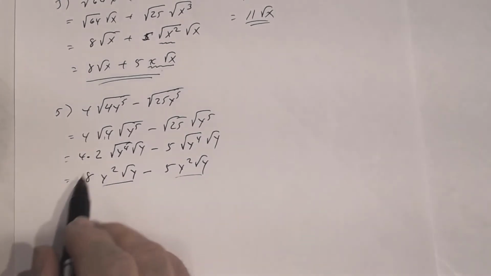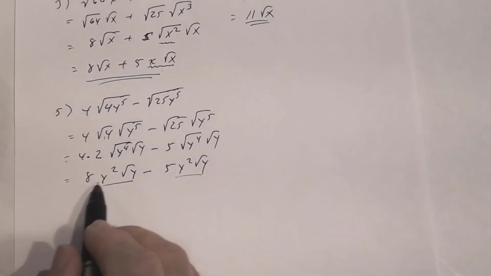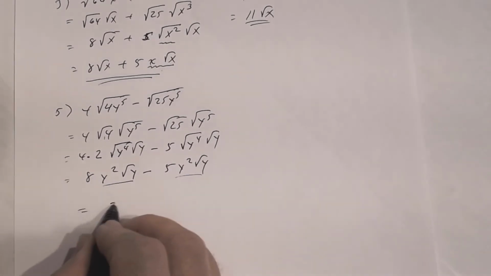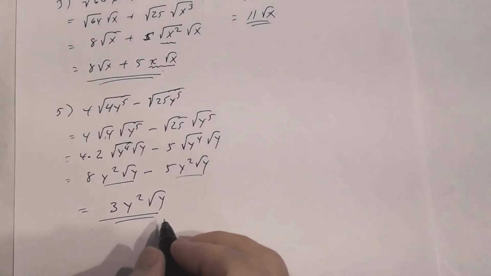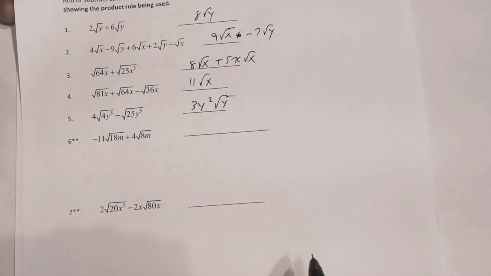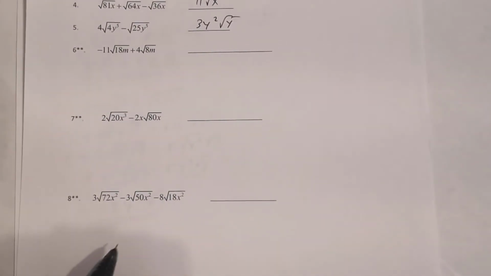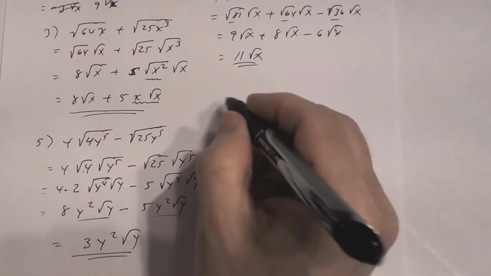And so now all I have to do is just, in this case, add their coefficients. So 8 and then -5. So 8 subtract 5 will be 3y squared, square root of y. And so that's the answer to number 5. So 3y squared, square root of y. All right, number 6, 7, and 8 require work. So it's this idea here. All right, so let's go to number 6.